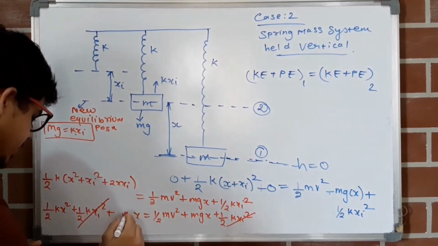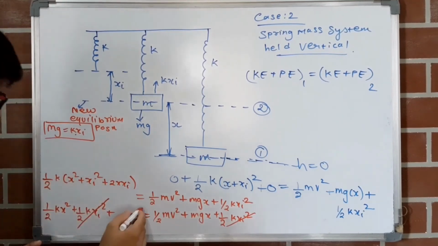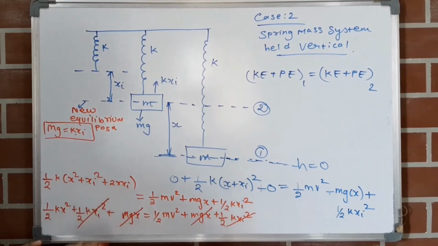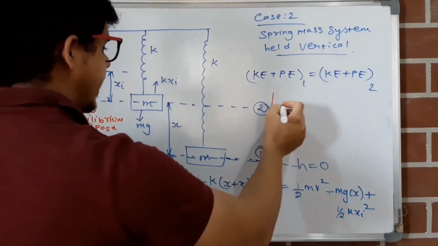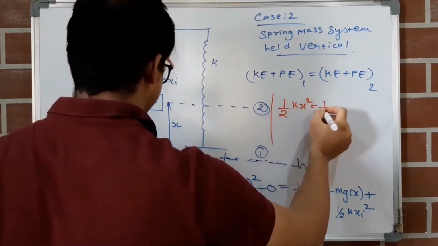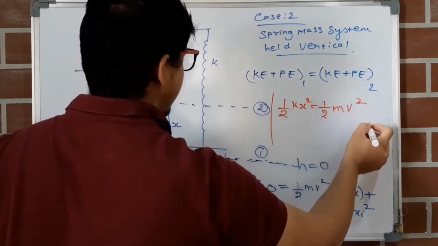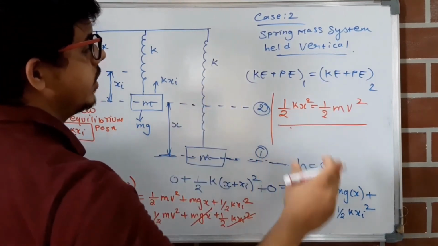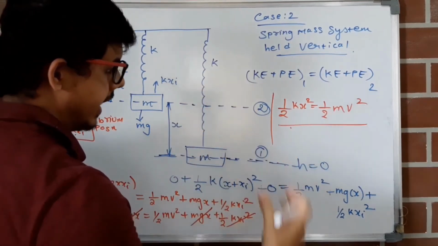So we will substitute k into xi equals mg. So this is mg into x, and this mgx and this mgx get cancelled. Now we are getting the equation, that is half kx square is equal to half mv square. So you can observe that this equation is the same as the equation which we got in the horizontal case.